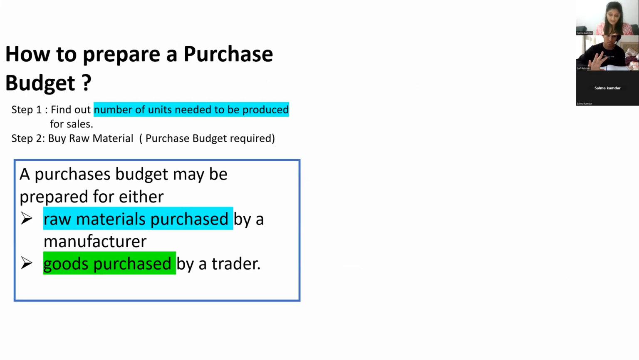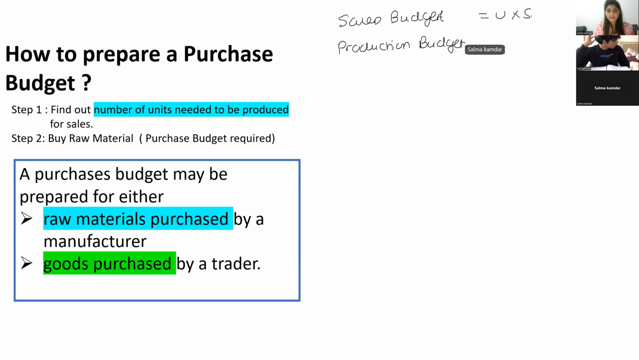Now, what are the 3 budgets that we already learned? Sales, production. How do you make the sales budget? Sales budget is units into selling price. Then based on the number of units that you're required to sell, you make which budget? You make the production budget. How do you make the production budget? You take the budgeted sales, then you'll find the production needed.